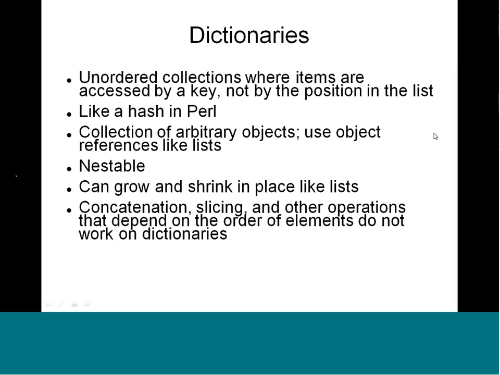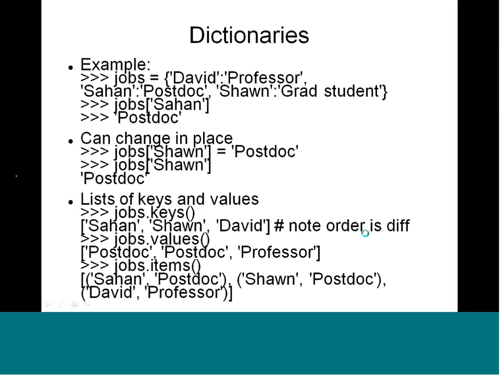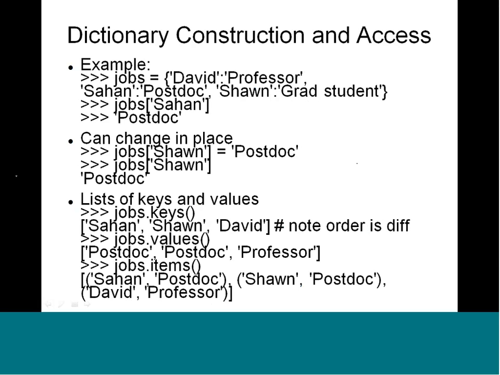Dictionaries are also nestable, and you can grow and shrink them in place just like lists. But concatenation, slicing, and other operations that depend on the order of the elements do not work on dictionaries. So let's look at some examples of a dictionary.